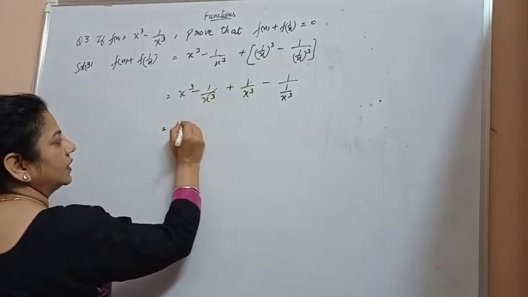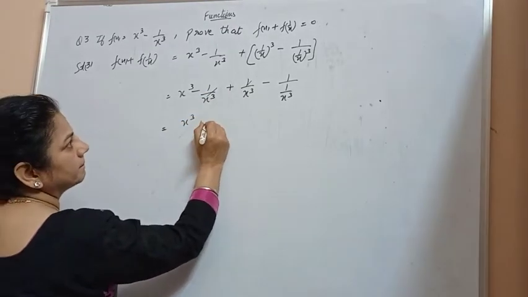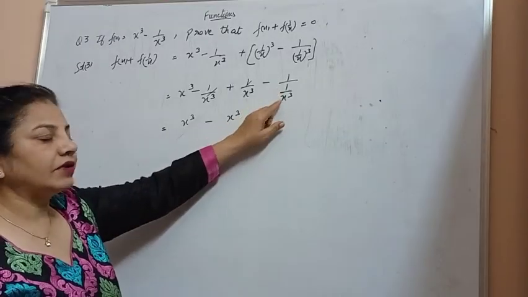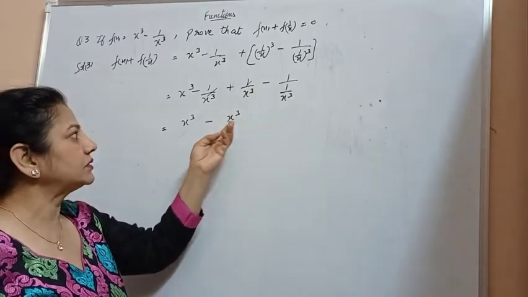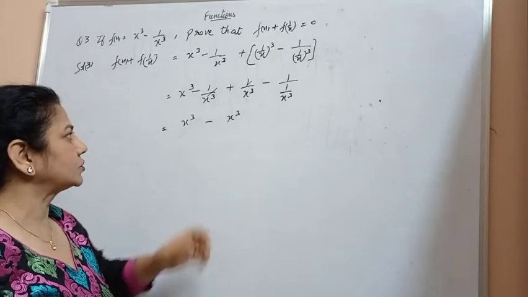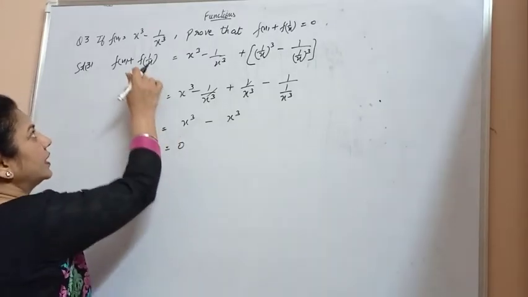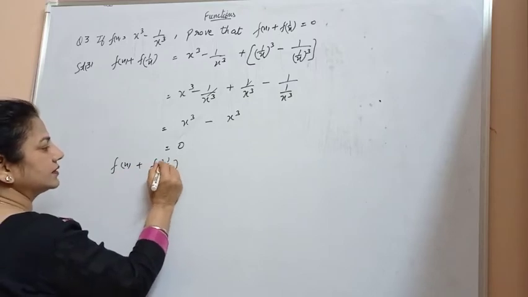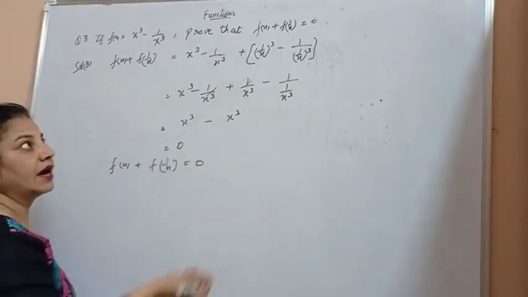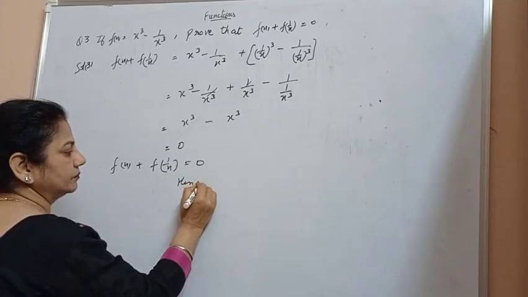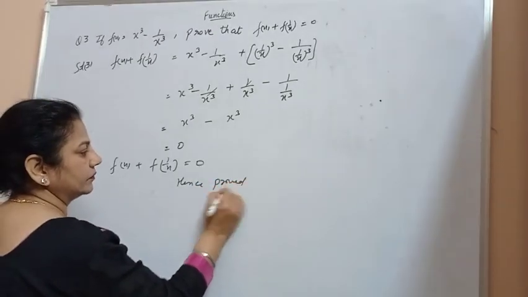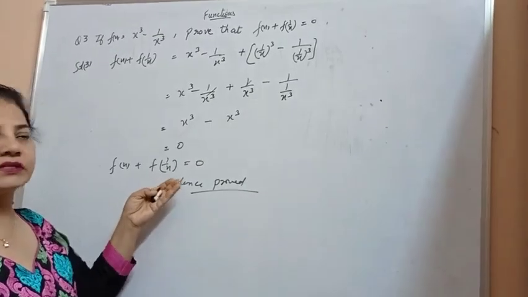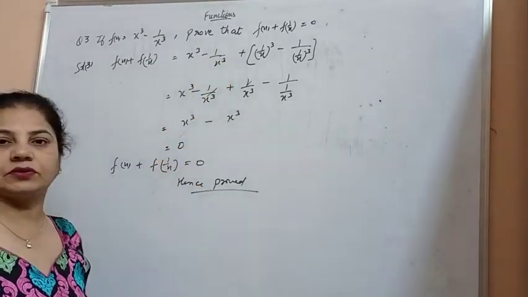This cancels out. I get x cube minus x cube because the reciprocal of 1 upon x cube is x cube. So x cube minus x cube is again 0. So we get the result as f(x) plus f of 1 by x is equal to 0. This is what I have to prove, hence proved.